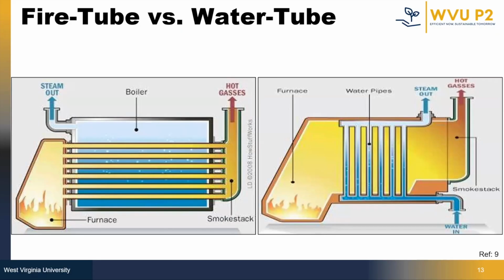The image on the right represents a water tube boiler. In this case, the tubes carry water through the hot furnace environment, where the heat is transferred into the water. These boilers are more complex and generate higher pressure, so they are better for large industrial applications. There are also hybrid designs that utilize both of these concepts.